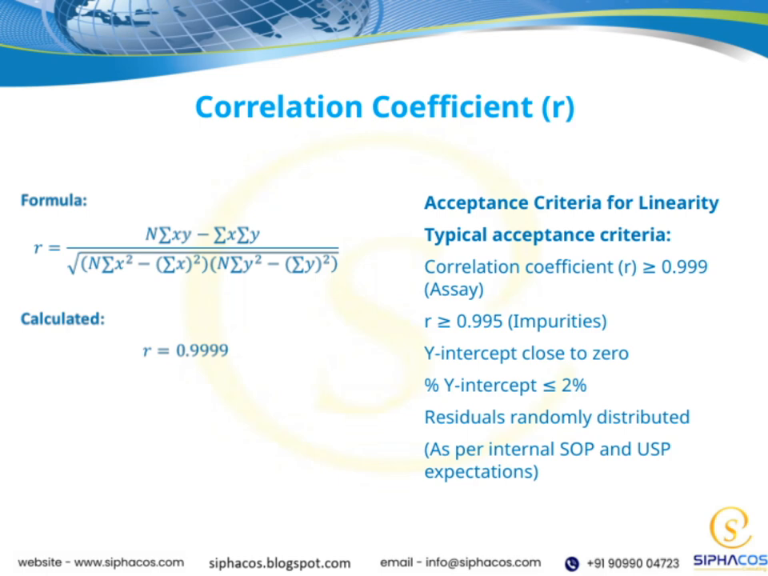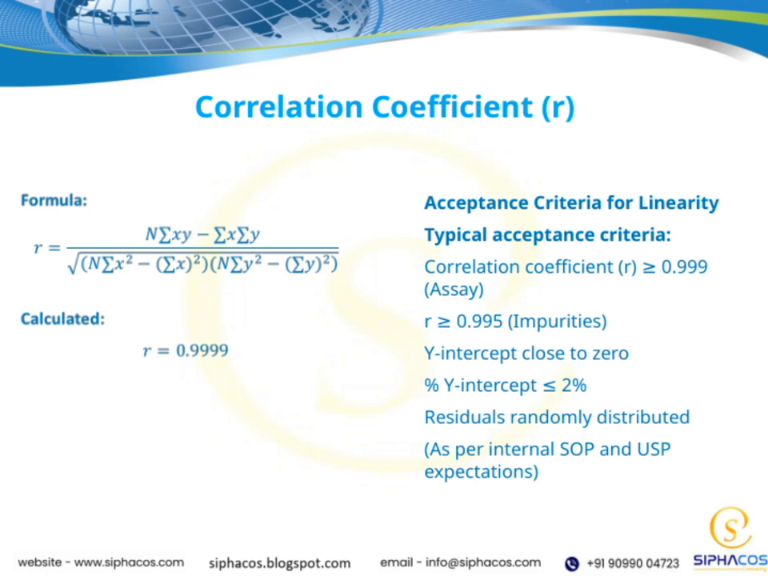Another important point is the y-intercept, which should be close to 0. This means that when our concentration is 0, our response should also be near 0, indicating there's no bias. We quantify this by looking at the percentage y-intercept, which should be less than or equal to 2%. Additionally, residuals, the differences between observed and predicted values, should be randomly distributed. This randomness confirms that our model is appropriate and that there's no systematic error.